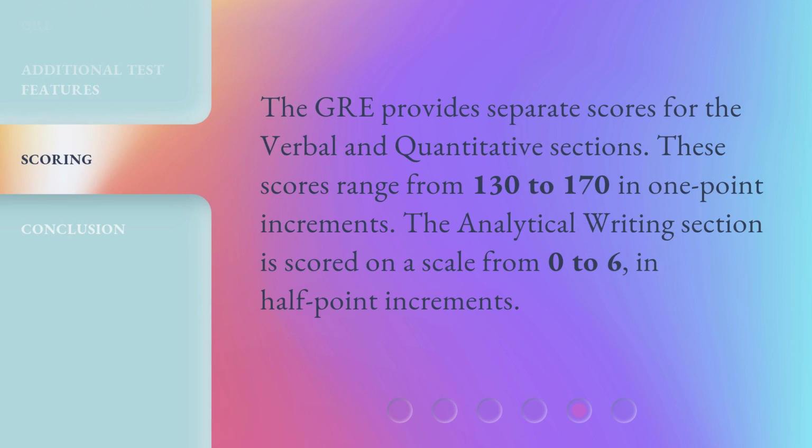The GRE provides separate scores for the verbal and quantitative sections. These scores range from 130 to 170 in 1-point increments. The analytical writing section is scored on a scale from 0 to 6, in half-point increments.